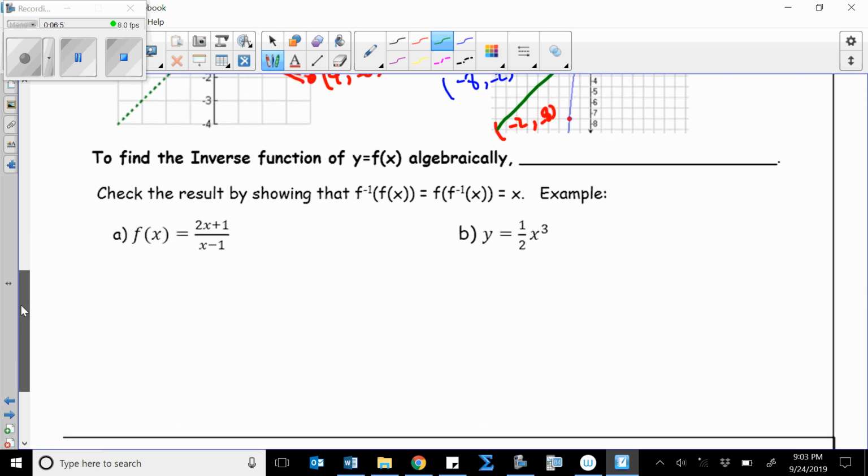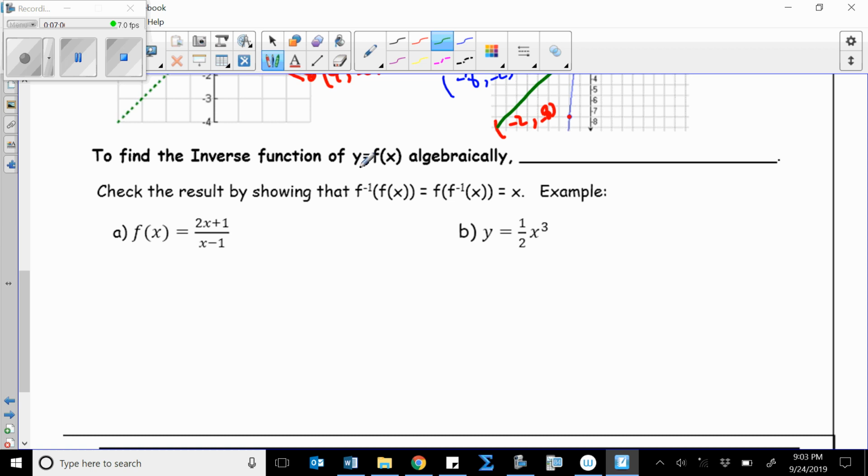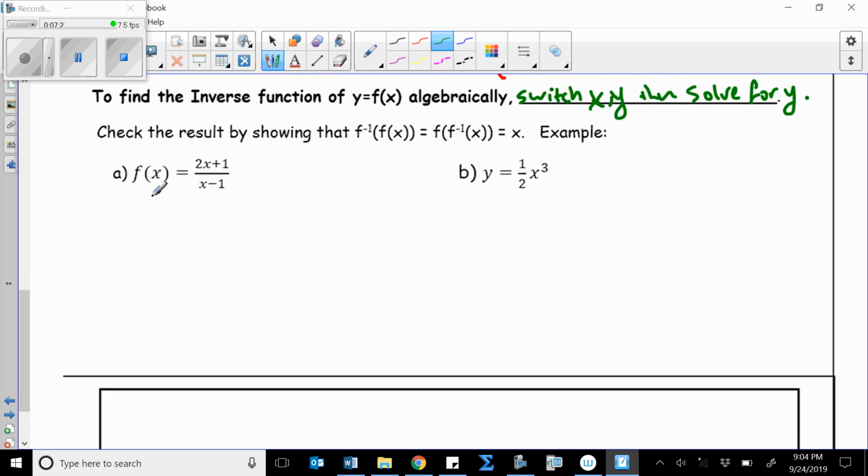Now, how do we find the inverse of a function like y equal to f of x algebraically? The rule is switch x and y, then solve for y. Now we're going to try that here. Let's start with part B first. It's easier than part A. So I'm going to start here.